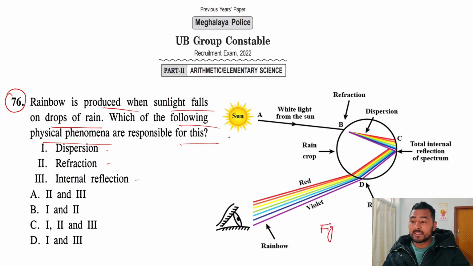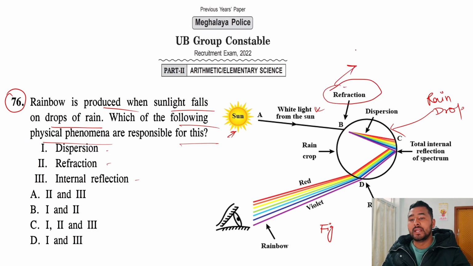So let's see. This is the sun. A sun is giving a ray of light which is of white color. When it hits a raindrop, treat this one as a raindrop. When it hits a raindrop, first of all, this light starts bending. You can see this bending phenomenon is known as refraction. Refraction means bending of light.